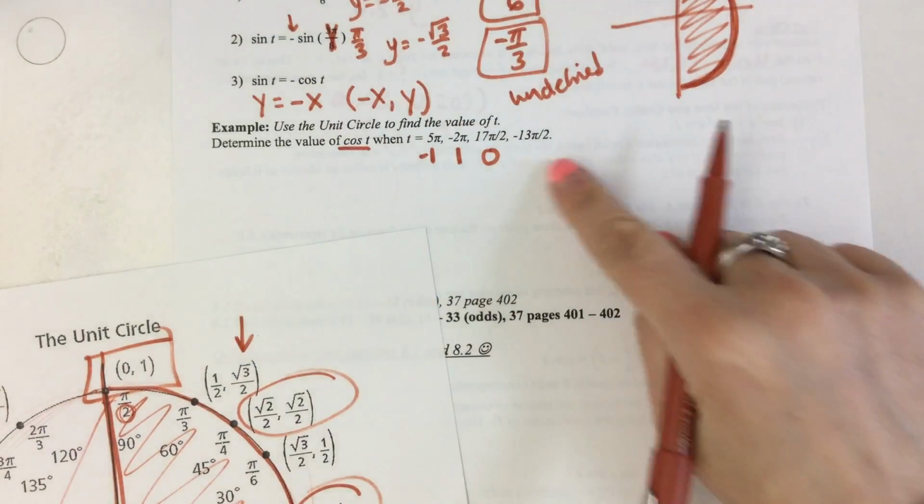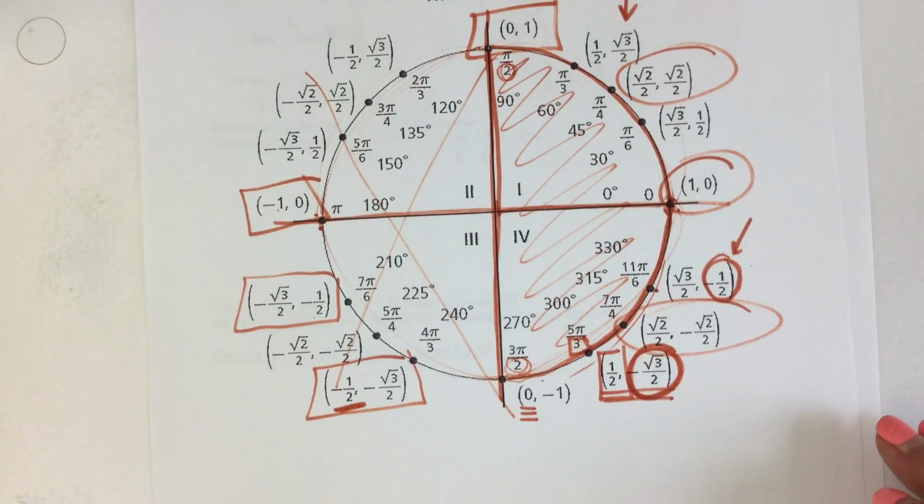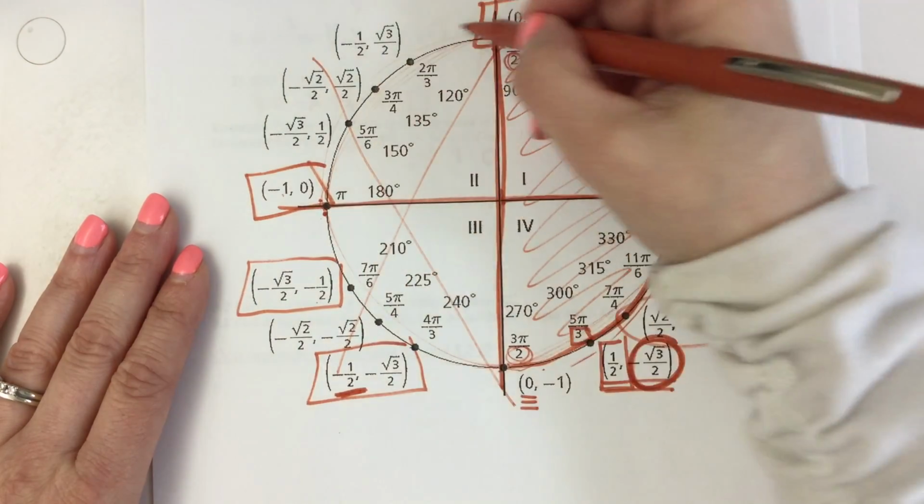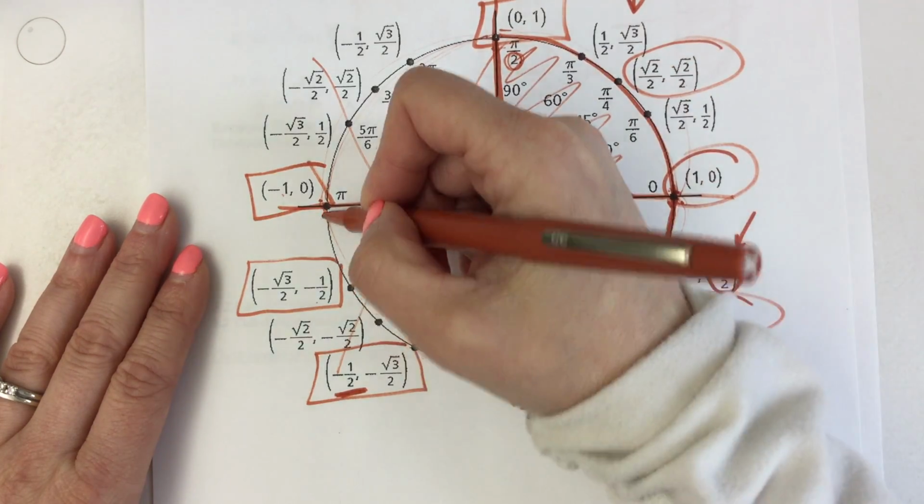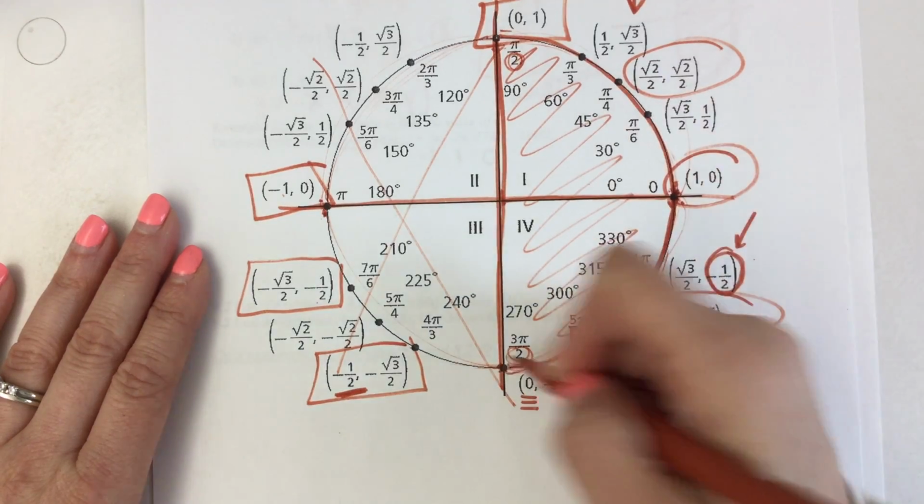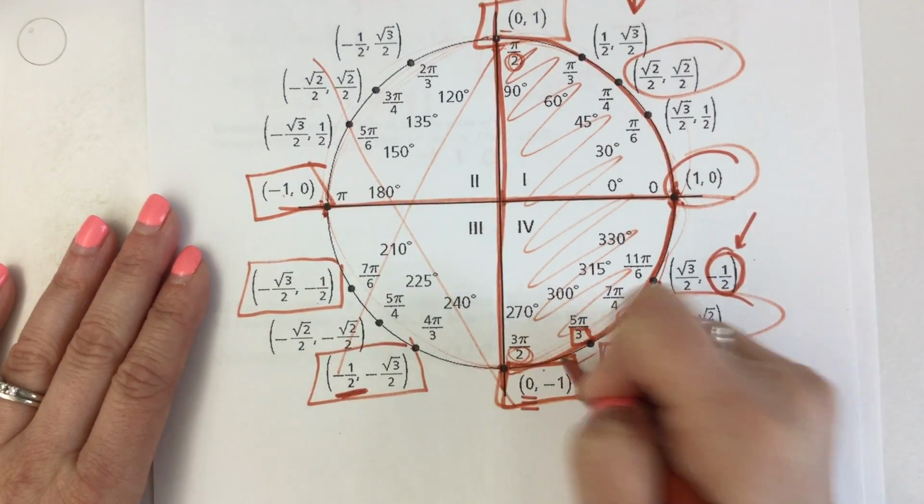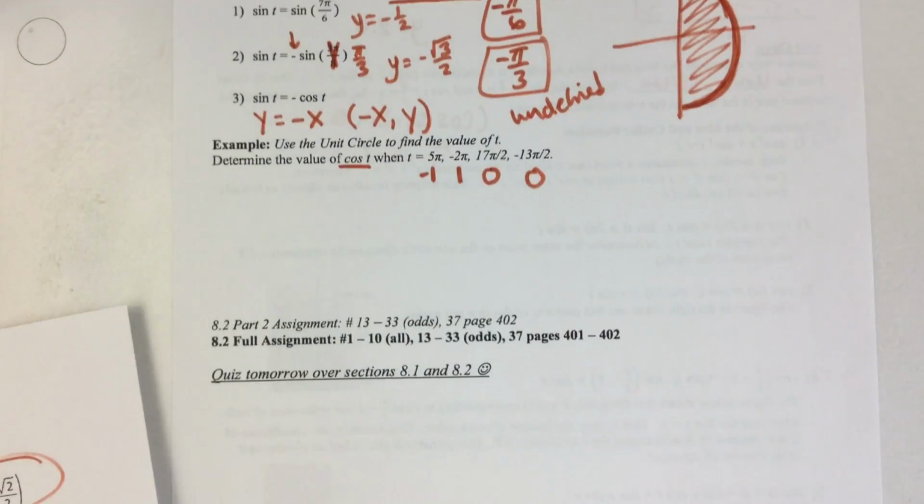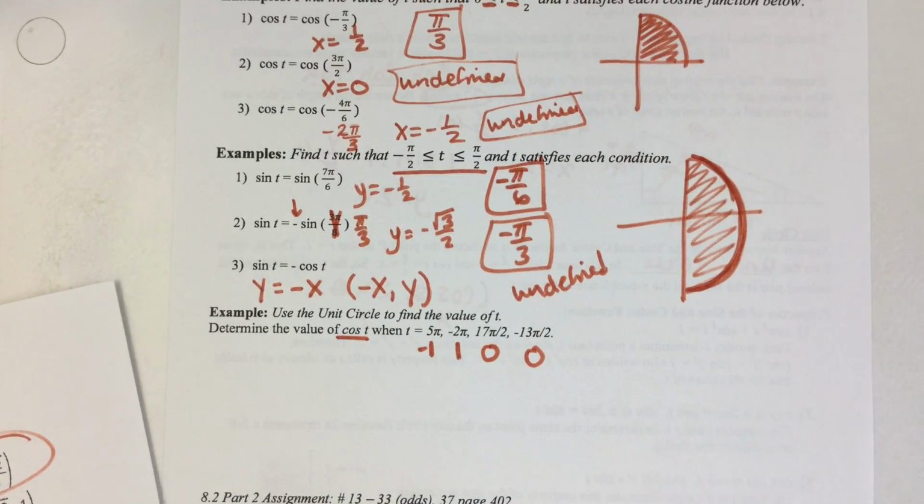What if I go negative 13 pi over 2? So again, it's pi over 2, but I'm going negative 13. So 1, 2, 3, 4, 5, 6, 7, 8, 9, 10, 11, 12, 13. Here's negative 13 pi over 2. The cosine is 0. That is the end of 8.2.